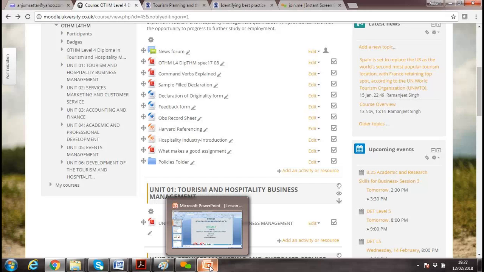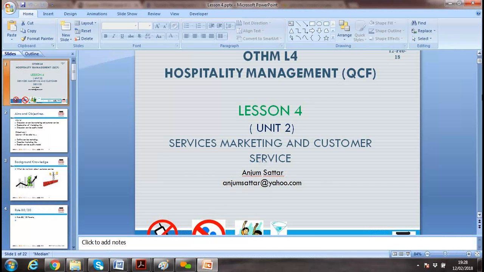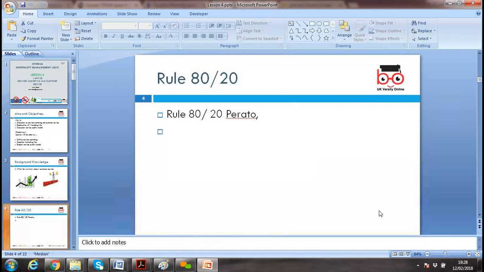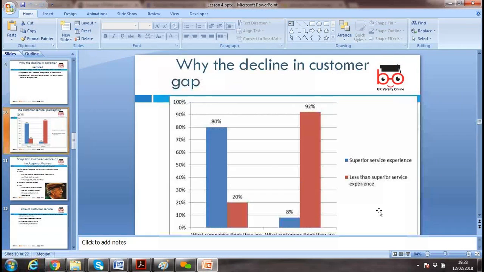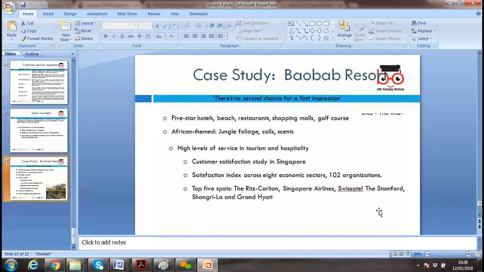Because if everything online is just a matter of preparing a little PowerPoint and copying and pasting it, this is where we can improve our presentation skills as well as do research. Perfect. Okay, so these are all we learned during our lessons: the 80-20 Pareto rule, various customer service histories, and different models. We covered it all.